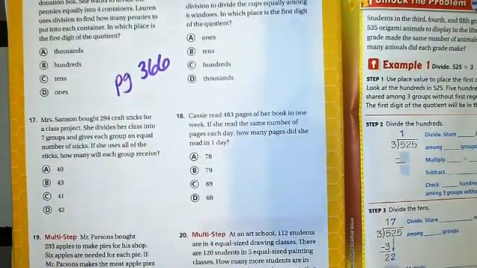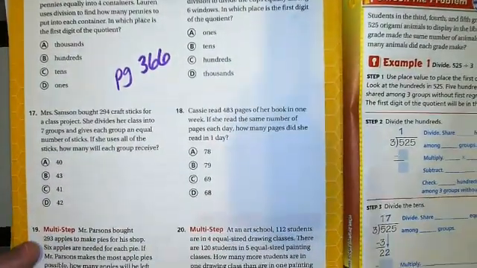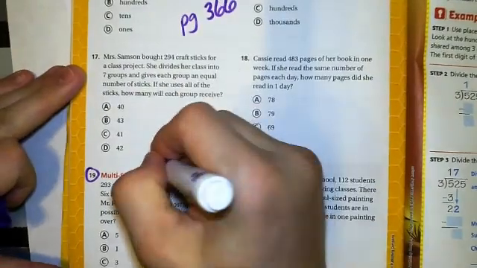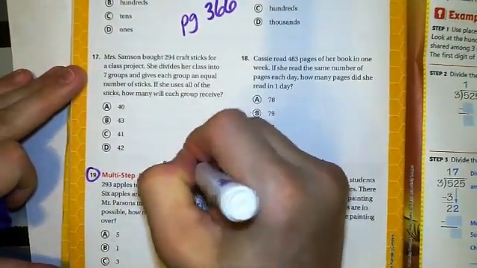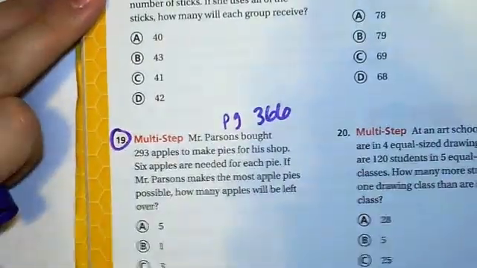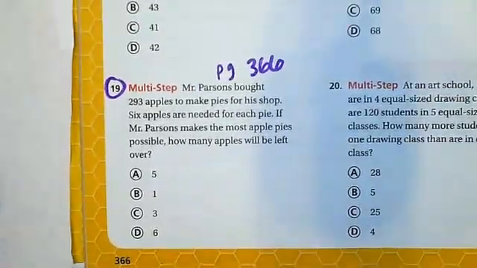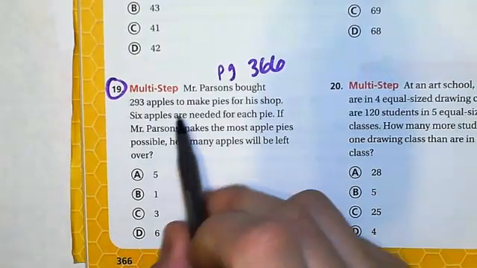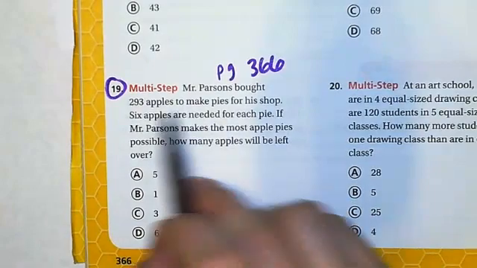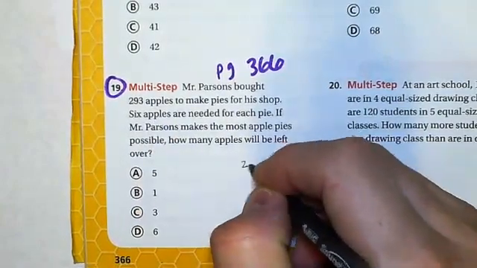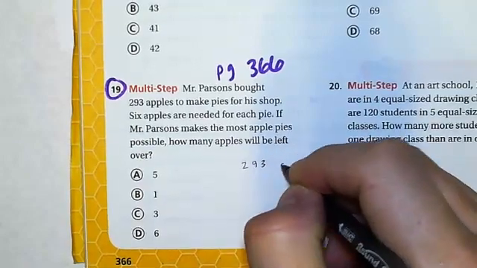Okay, and we'll do one of the multi-step ones. Let's do number 19. Okay, we'll look at number 19, page 366, number 19. Mr. Parsons bought 293 apples to make pies for his shop. So we know he bought 293 apples. So this is what we have: 293 apples.